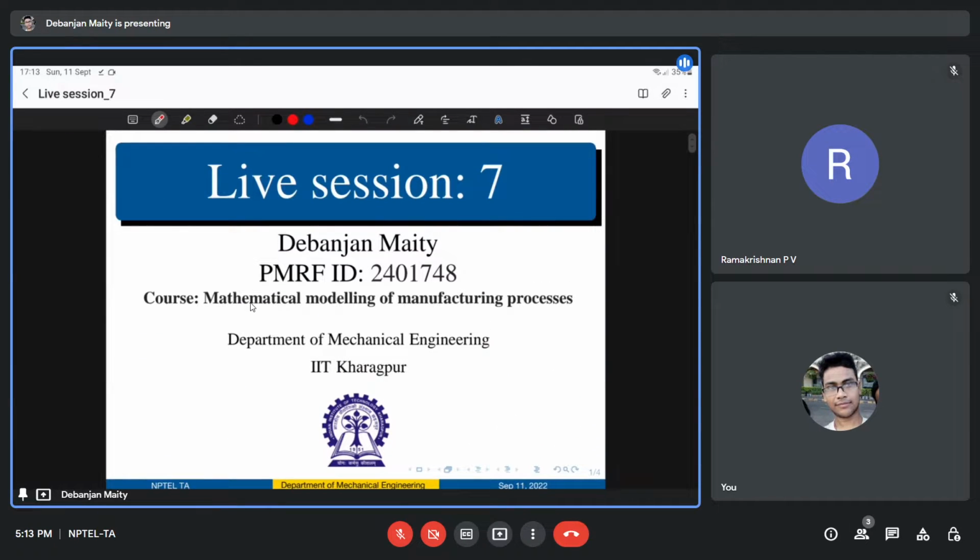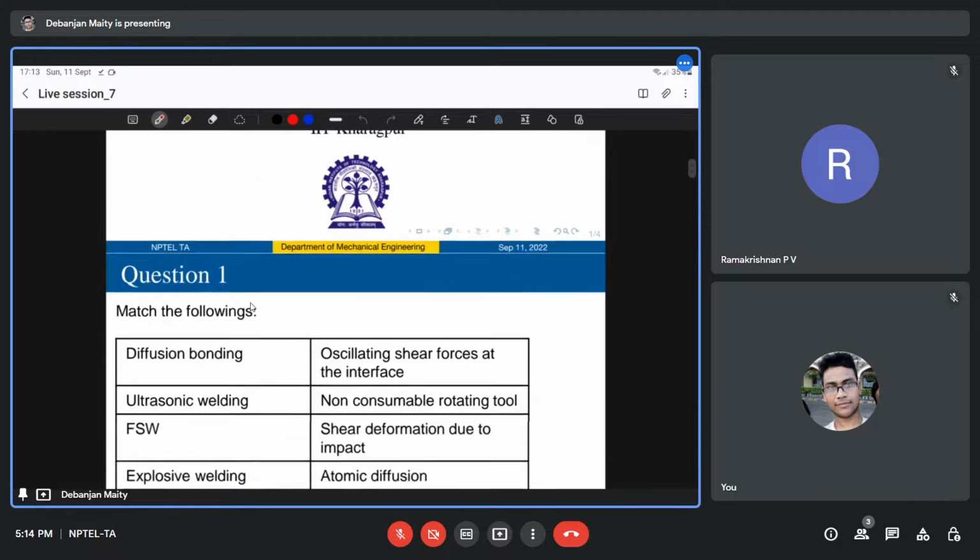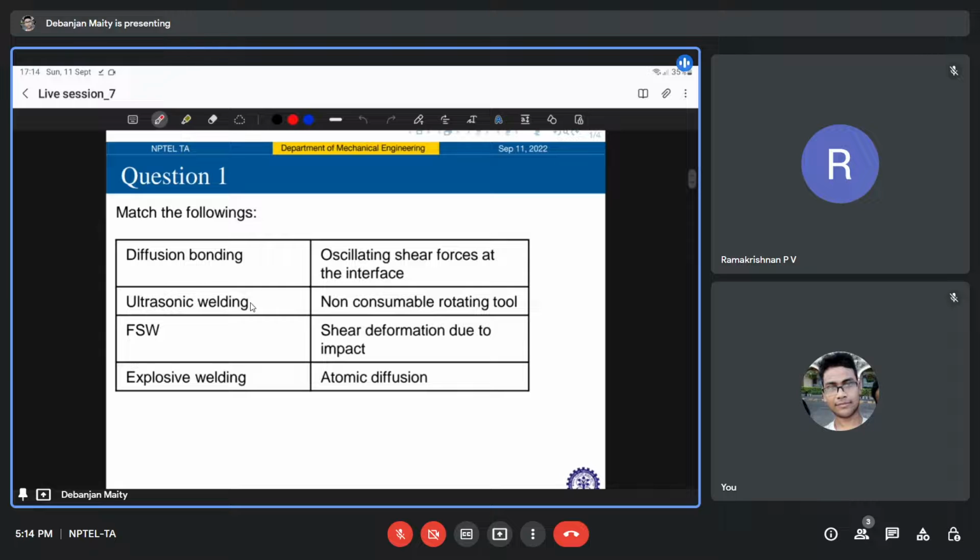So today's session also will be on this week's content, which is welding part B. My first question is on matching the following different kinds of joining techniques: diffusion, ultrasonic, FSW, and explosive welding. If you want to match these kinds of joining with these things, what will be the perfect match? So what will be the diffusion bonding thing?